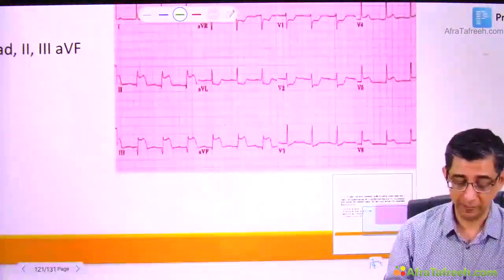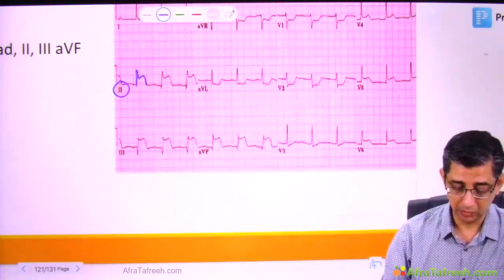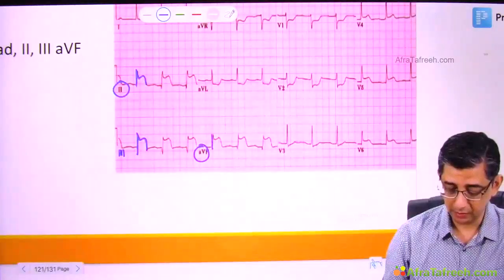So I scroll through the ECG and you can notice very characteristic ST segment elevation in lead 2. You can notice the same in lead 3 as well. You can notice the same in lead aVF as well.